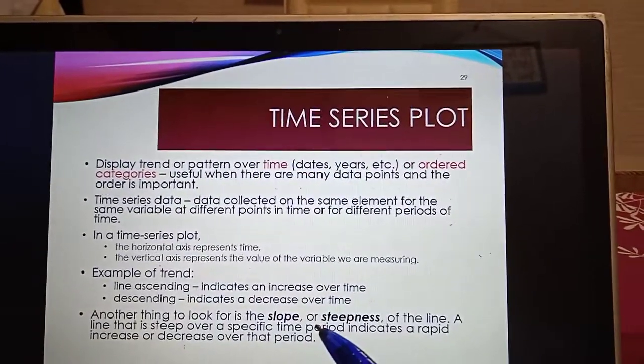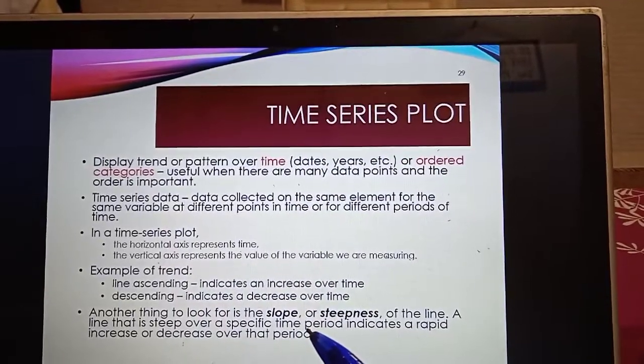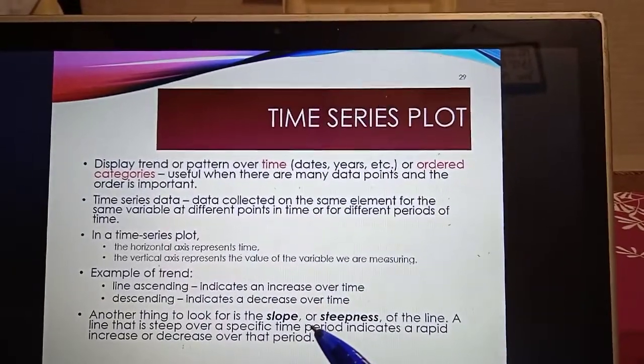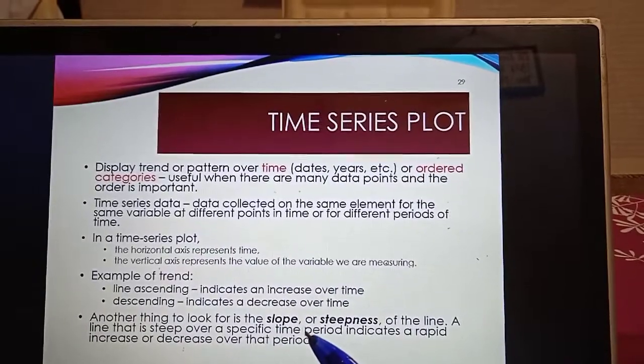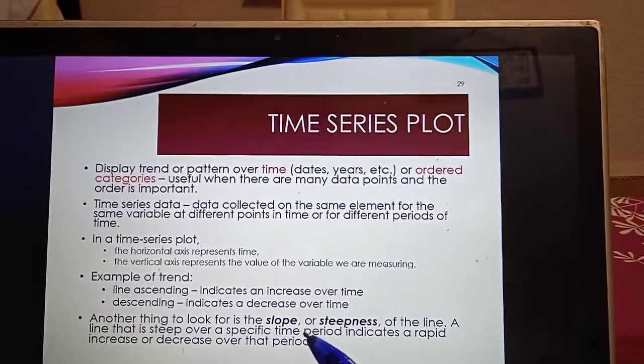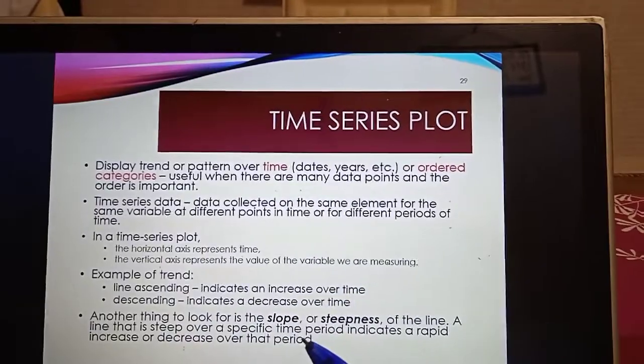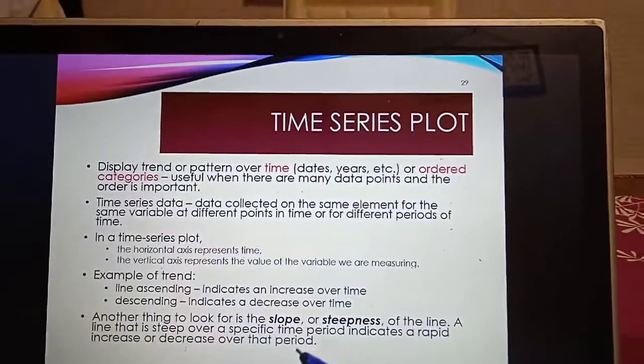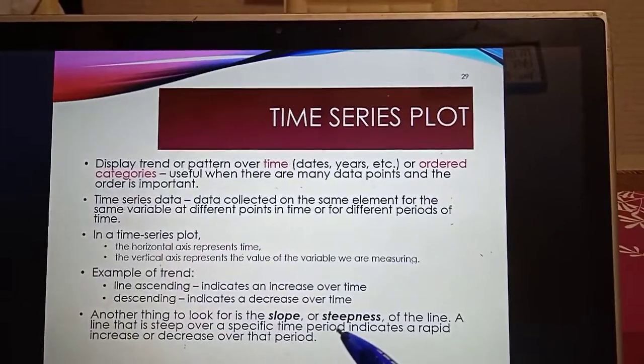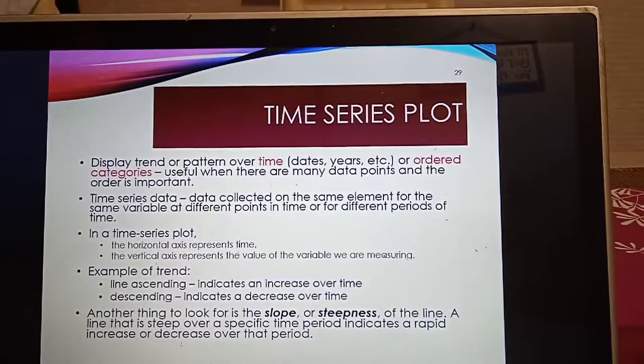Whether the slope is close to zero or much bigger than zero. If close to zero, then we can conclude that it's not a rapid change. Okay, alright.